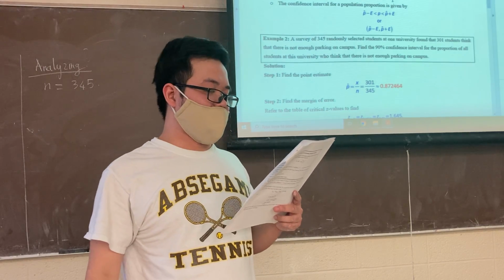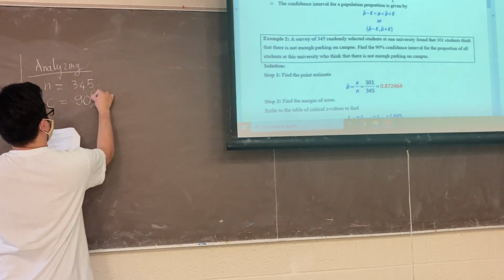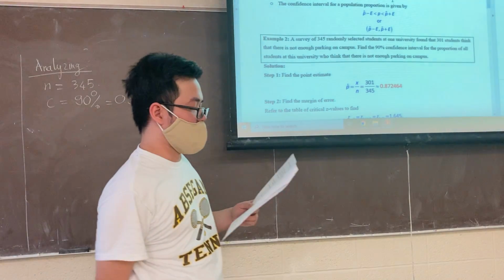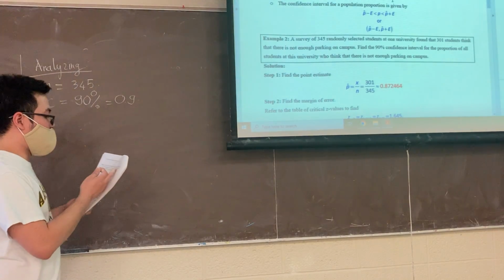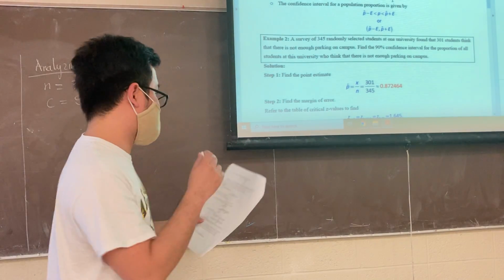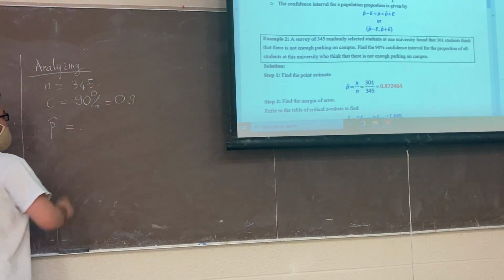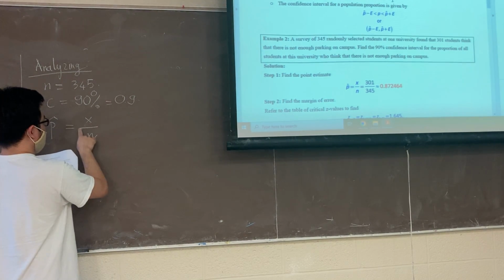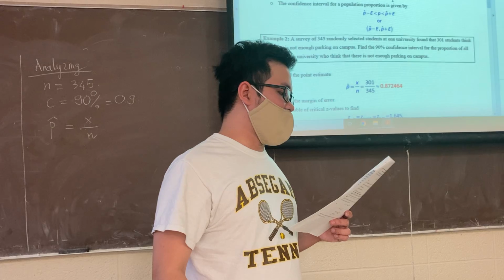Okay, and we have C here, the confidence level, is 90%. It's 0.9. And when we have the information that 301 students think that there is not enough parking on campus, you can try the sample proportion. The sample proportion will be equal to x over the sample size. X here is the number of students who think that there is not enough parking on campus.